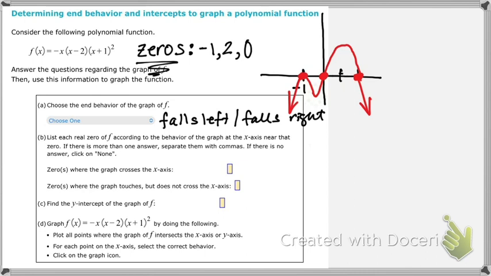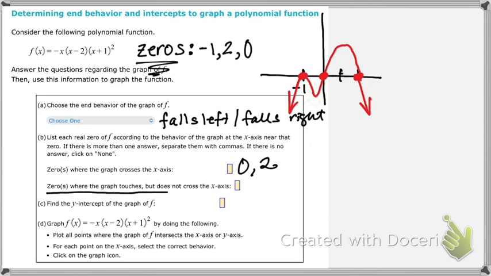There's more information that we could find, and that's one of the topics of calculus, is finding the rest of this information. But that's a good start. All right, so now let's go and answer these questions down here. So the zeros where the graph crosses the x-axis. Can you answer that question? What are the zeros where the graph crosses the x-axis? It crosses at 0 and 2.